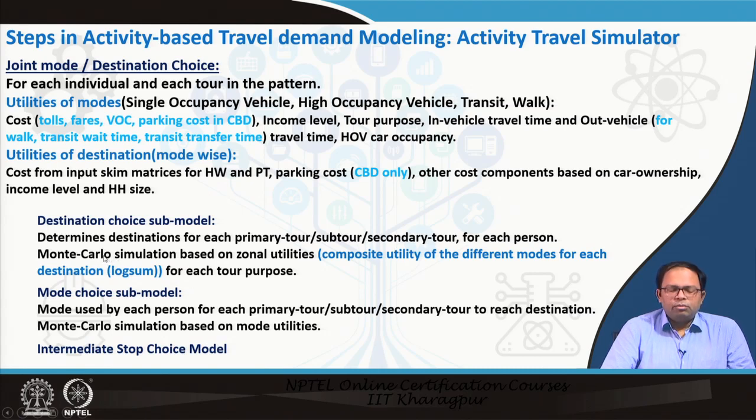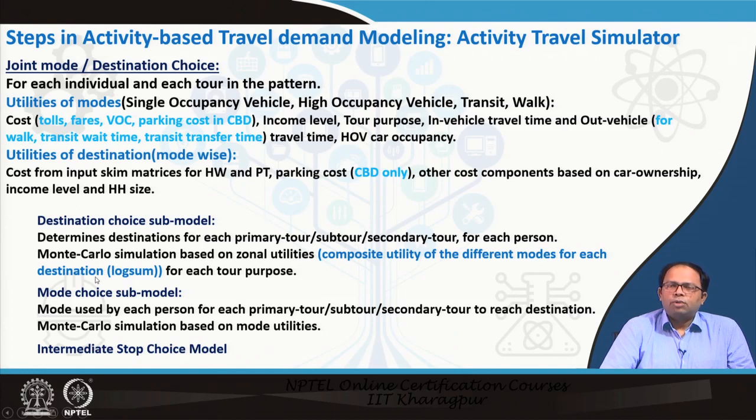And here again we do Monte Carlo simulation, but we use zonal utilities, and the composite utility of the different modes for each destination, the log sum, so this is a nested choice model. So first we have destination choice, we have mode choice. The log sum measure from the mode choice is used in the destination choice model. So the mode choice is conditional upon that destination choice. So this is how we do a joint destination mode choice model.